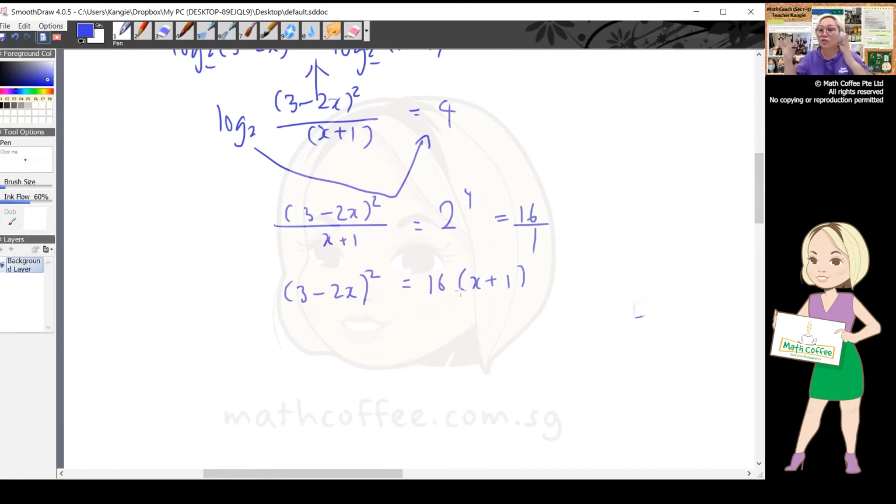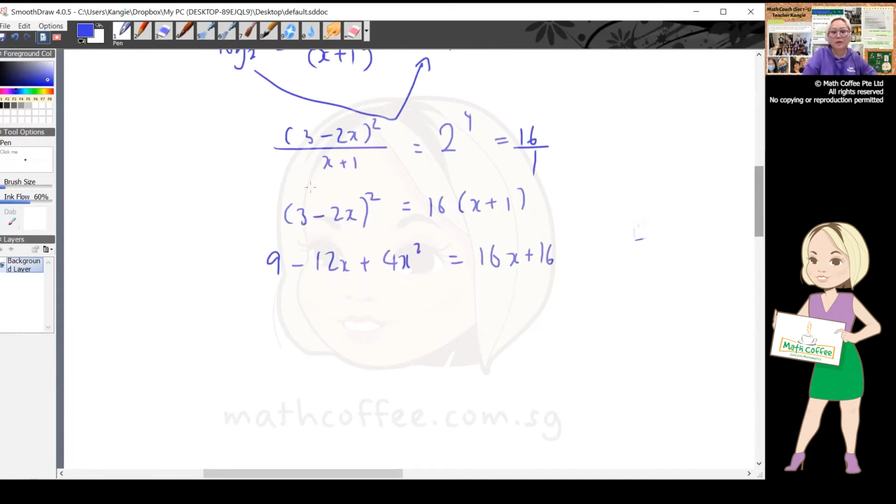So then after that is the usual equation. So what you need to do is, let's see. So we have this rainbow. We will be 9 minus 12x plus 4x squared equals 16x plus 16. Okay, a squared minus 2ab plus b squared, that's correct.